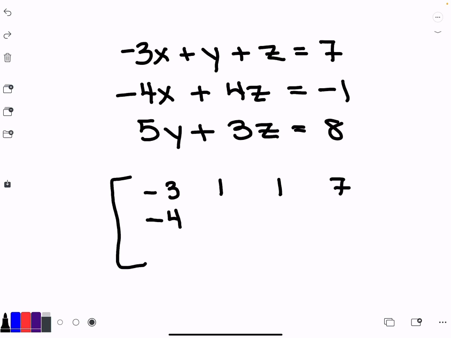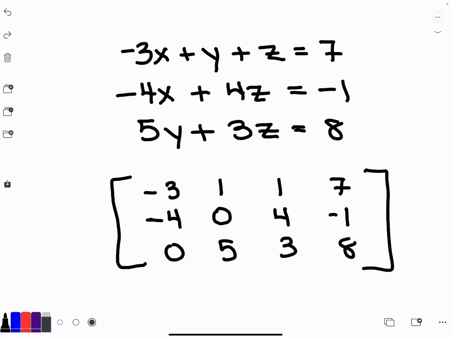You notice that? So if I don't have a Y, I'm going to put a 0 there for the Y. So if you're ever missing a variable, you have to put a 0 in place. And then I have 4 here for the Z, and it's equal to negative 1. And now for the next row right here, there's no X. So I put a 0 there for the X, and then I have 5, and then I have 3, and then 8 on the other side of the equal sign. So this is my 3 by 4 matrix.